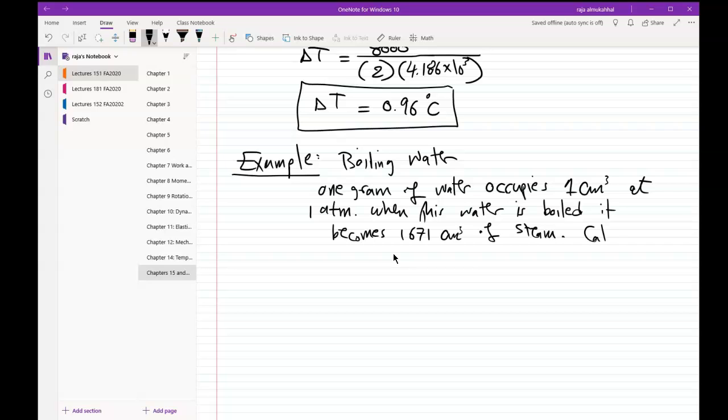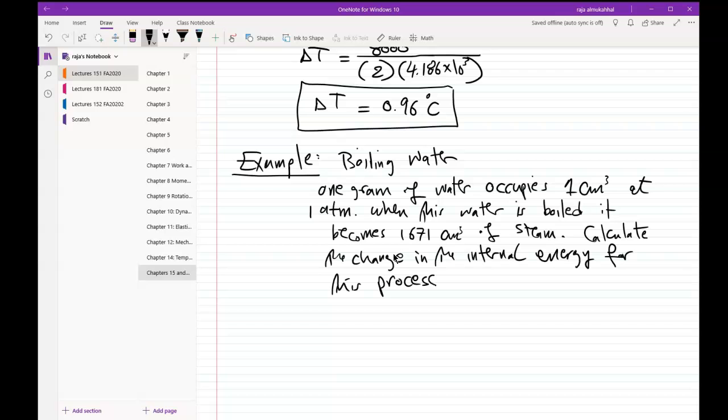Question. Calculate the change in the internal energy for this process.